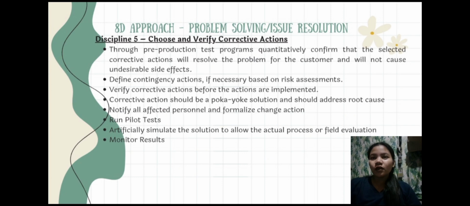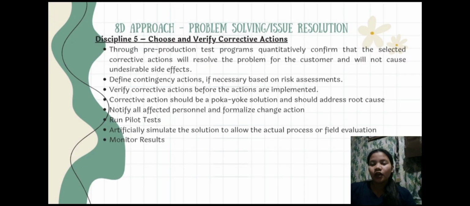Notification: notify all affected personnel and formalize the change action. Pilot test: run a pilot test to evaluate effectiveness. Artificial simulation: simulate the solution for the actual process or fit evaluation. Next is monitor results: continuously monitor the results after implementation.